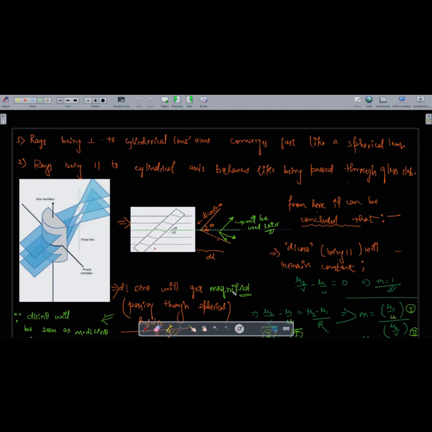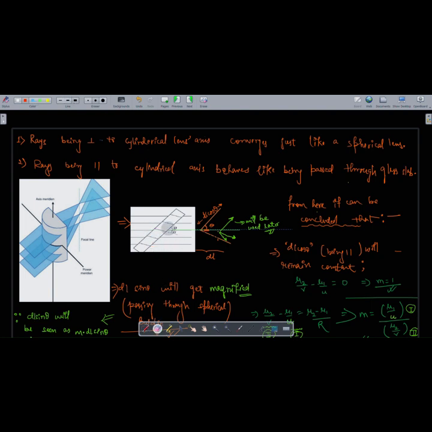So let's analyze how the rays will pass through the cylindrical lens. We can see here, this is the axis, and let us say the thickness of the lens is dl. There will be some thickness, but we are just assuming that this is dl, or we can say that this is the dl segment.